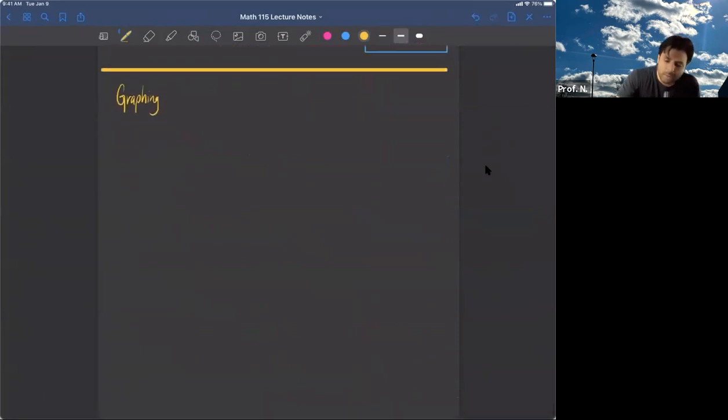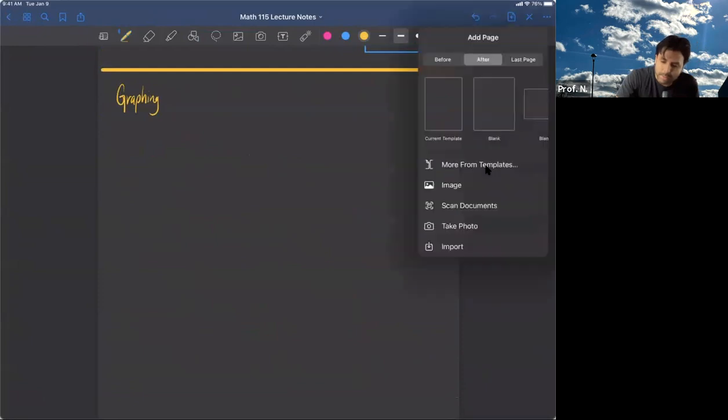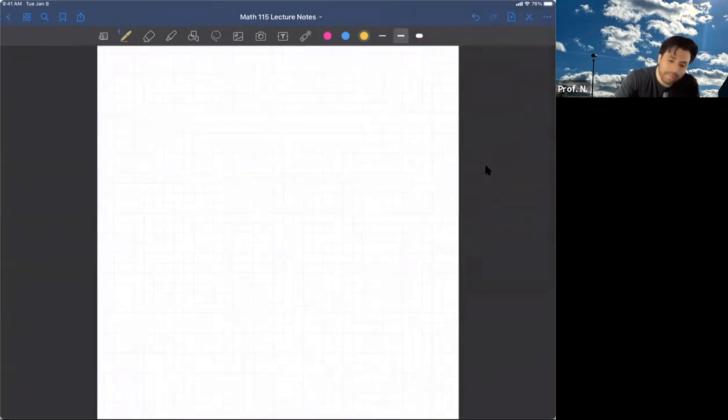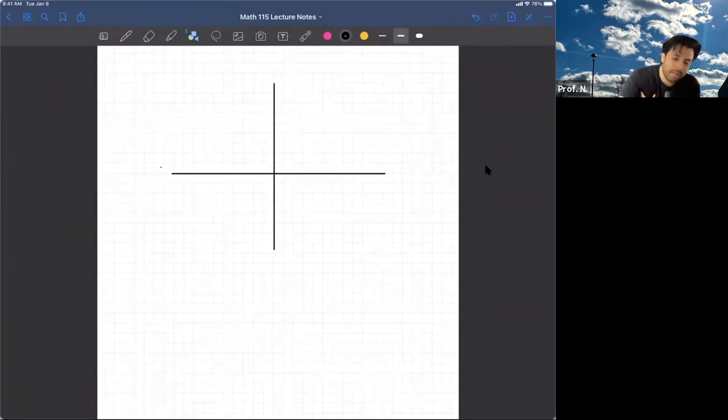So for graphing, I'm going to use graphing paper, square paper. So I'm going to draw the graph. I'm given two equations: 2x minus 3y equals negative 6, and 2x minus y equals 2.